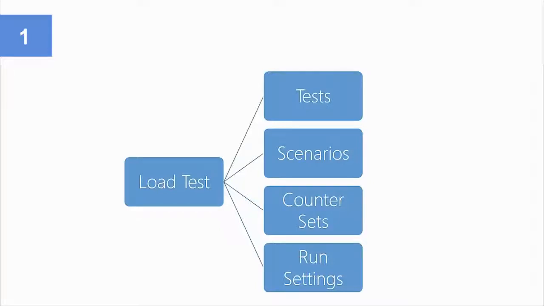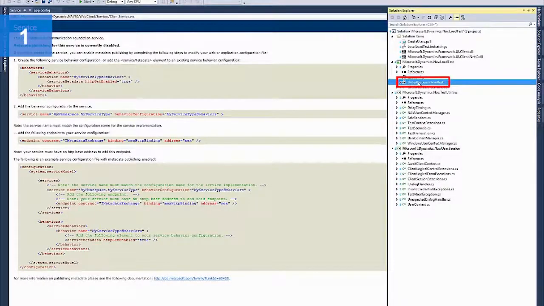These are the main components of the load test solution. A load test consists of tests, scenarios, counter sets, and run settings. The tests define what actions you want to simulate during the load test. A scenario is used to model how a group of users interact with an application during the load test. And counter sets, which are organized by technology, are useful for when you want to analyze performance counter data and other metrics from your system. There are some standard counter sets that come with Visual Studio, and you can also add NAV performance counters. So if we look here in our solution, you can see we have the load test file here.